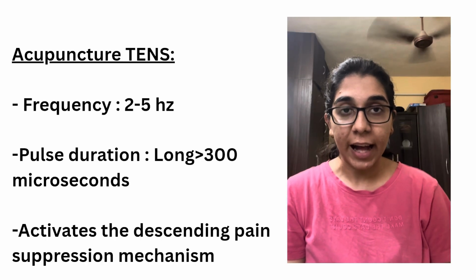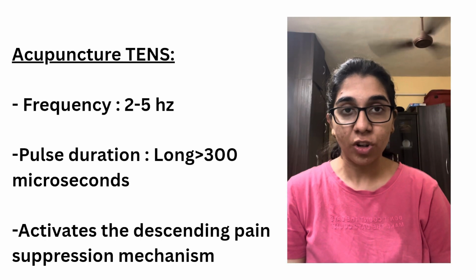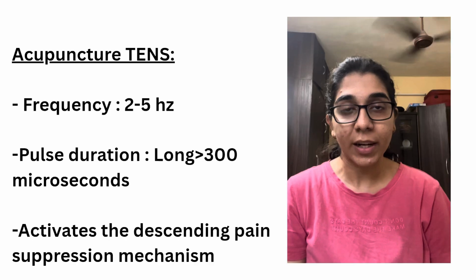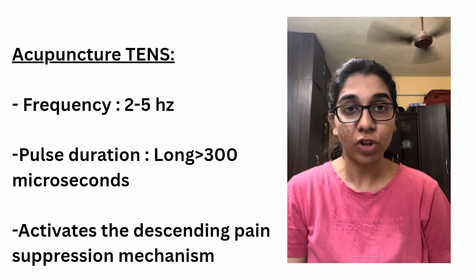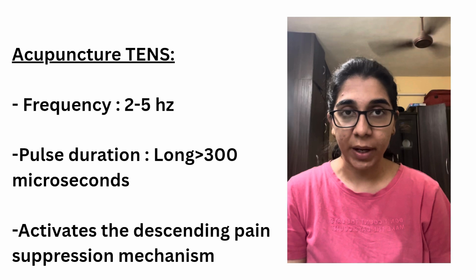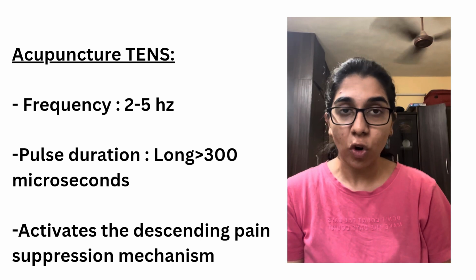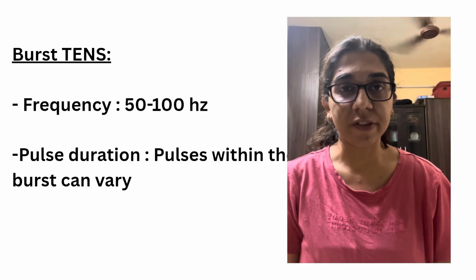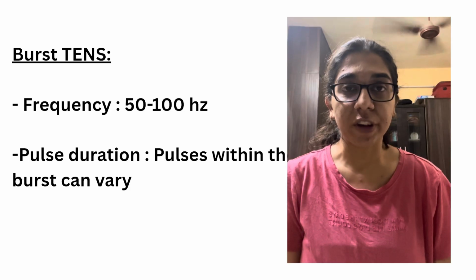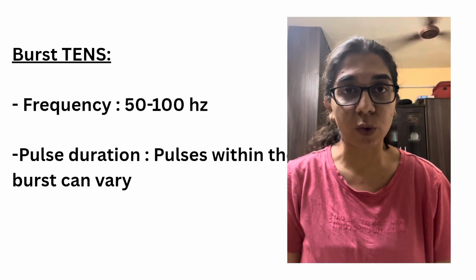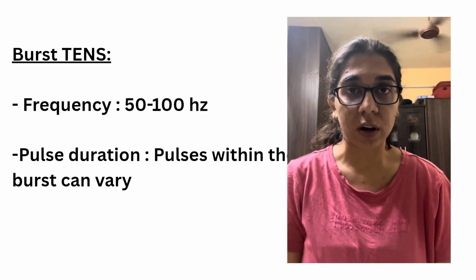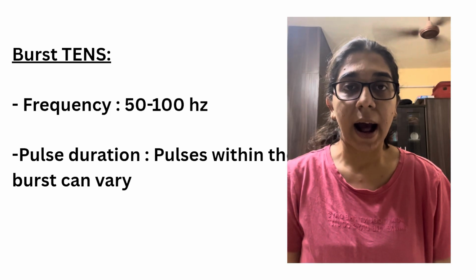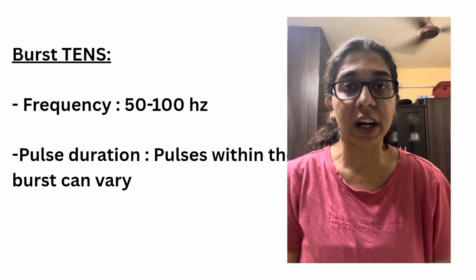Now, summarizing acupuncture TENS, the pulse duration is longer, which is going to activate the descending pain suppression mechanism, because again that is what we want. We want the release of endogenous opiates for the relief of chronic pain, and the frequency is low because here it is tolerable for the patient. Next type is the burst type, which is a combination of conventional and acupuncture TENS. So the frequency is on the higher side, that is 50 to 100 hertz, and the pulse duration is long. So the mechanism that is going to get activated is the endogenous opiate, and the frequency is higher, so it is going to be comfortable for the patient.